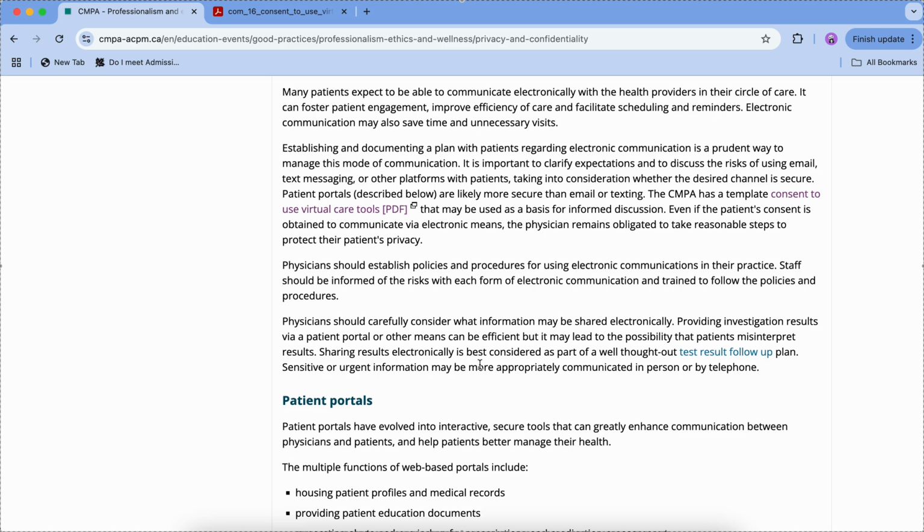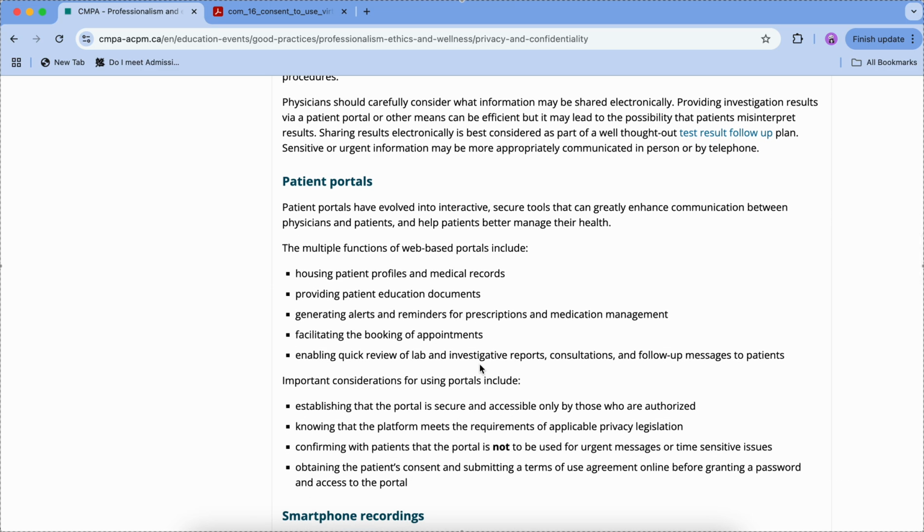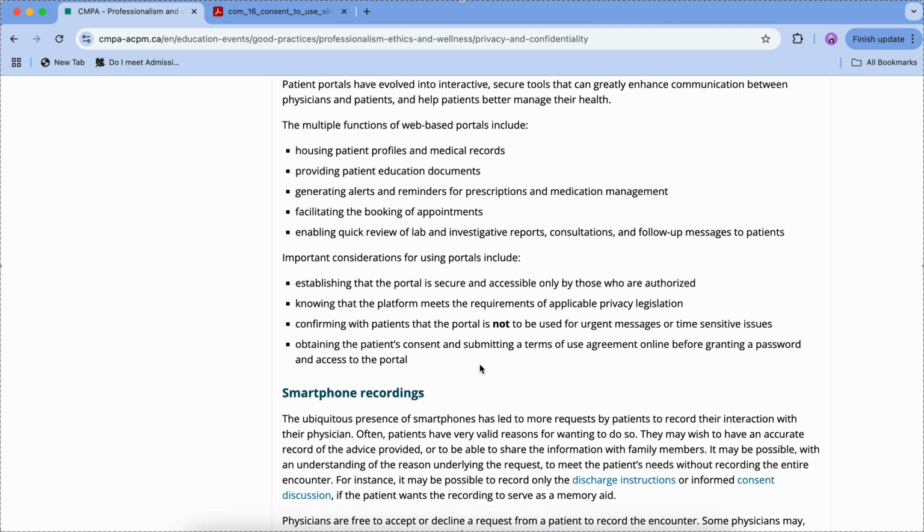Even the patient's portal is very commonly used nowadays, with a very secure password and ID for the healthcare professional. Patient portals have evolved into interactive secure tools that can greatly enhance communication between physicians and patients and help patients better manage their health. The multiple functions of the web-based portal include housing the patient's profile and medical record, providing patient education documents, generating alerts and reminders for prescription and medication management, facilitating the booking of appointments, enabling quick view of labs and investigations, consultations, and follow-up messages to the patient. So this is very good. If someone is planning to use that, it's a very good way.